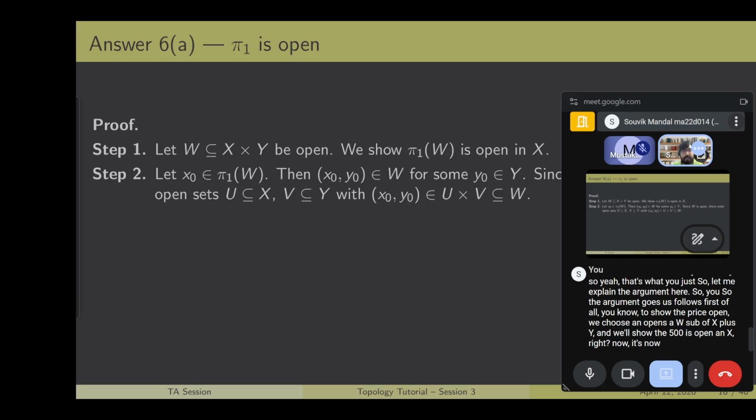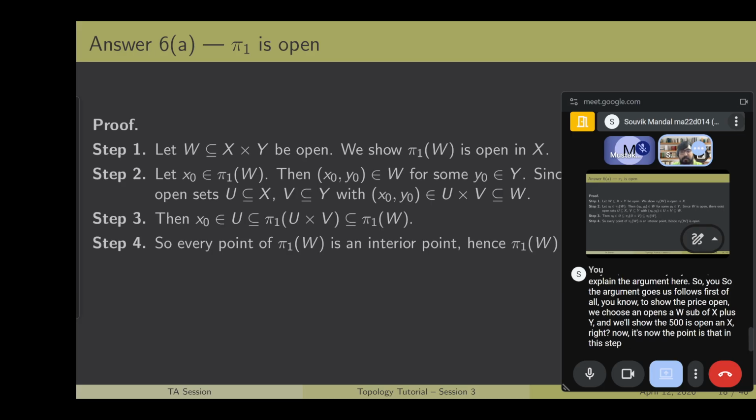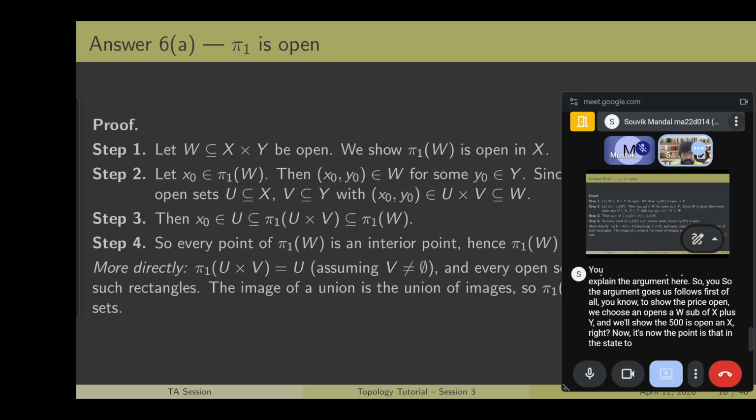Now the story of step 2 to step 3 is that any open set W is nothing but an arbitrary union of basis elements, right? Now, the basis elements are of the form U cross V. So W can be written as an arbitrary union of U cross V. Now, π1 of U cross V is U, which is open in X. That means π1(W) is an arbitrary union of U's, which are open in X, correct? So π1(W) is open in X. So that means π1 is an open map. Okay.